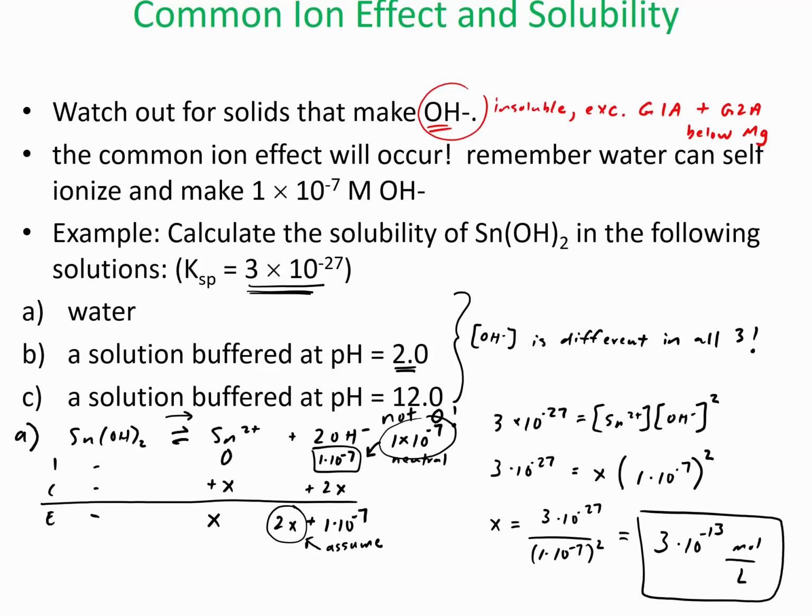Okay, and you could verify the assumption rule works. It should work. So 2 times this number is not going to add anything to this number. This number is still too small. So that's the solubility in neutral water. Next we're going to do B, where pH equals 2.0. So here's our ice table on that.